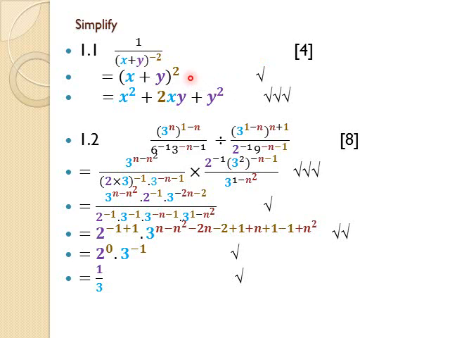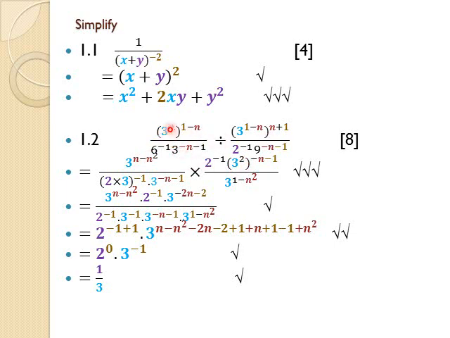And now 3 marks for correctly multiplying out. So x times x, x squared. For the middle term, x times y times 2 gives me 2xy. The last term, y times y, which is y squared. Please don't forget the middle term when we square a binomial. 3 marks.